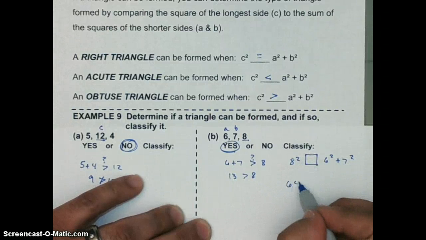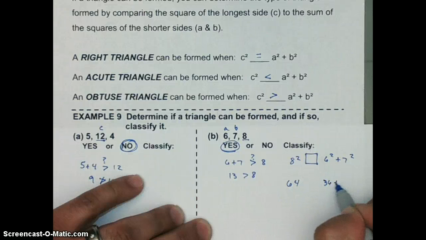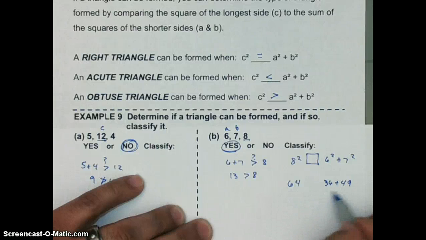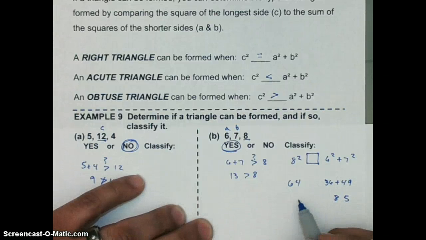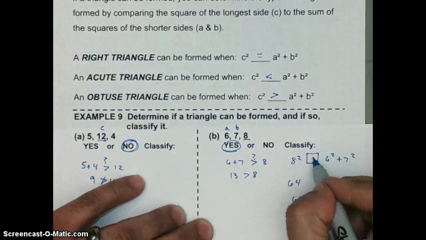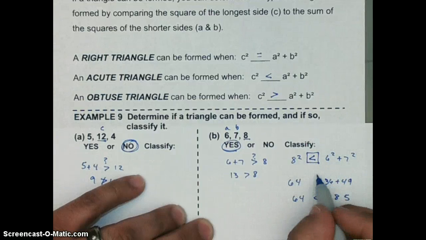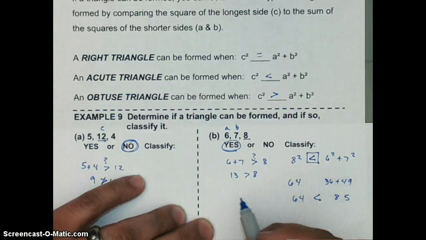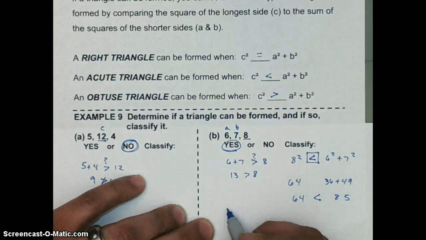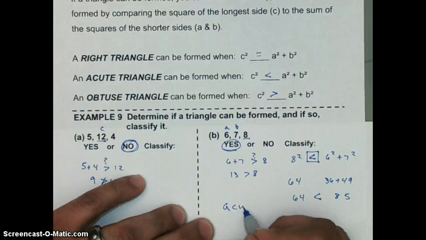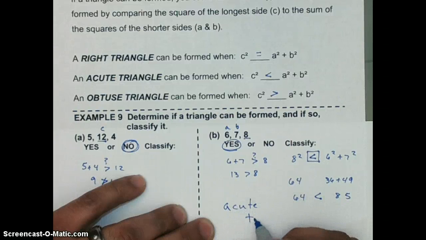Okay, this would be 64. This is going to be 36 plus 49. 36 and 49 is going to make an 85. So 64 would be less than 85. So C squared is less than A squared plus B squared. So then this would be an acute triangle. All right.